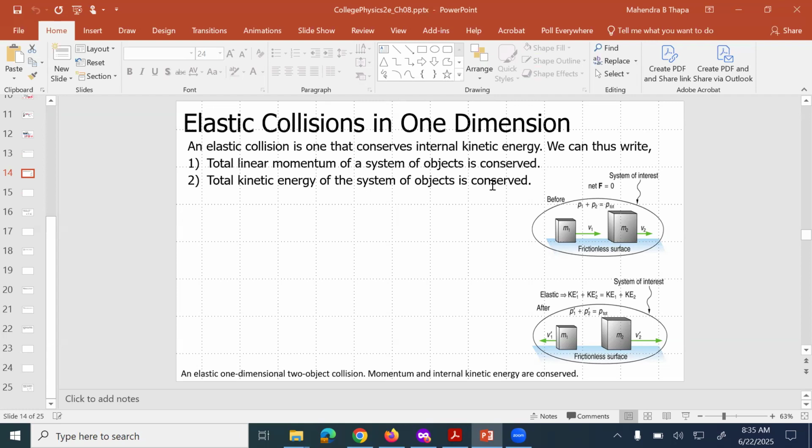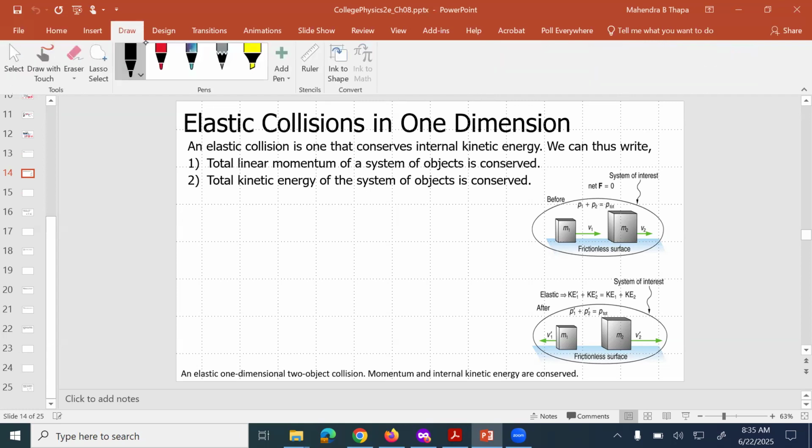M1 and M2 moving with initial velocity v1 and v2. And after collision, in this example, M1 is moving towards left and M2 is moving towards right. So if we consider M1 and M2 as one system, then forces between M1 and M2 is internal. Okay, so that will not come into the equation.